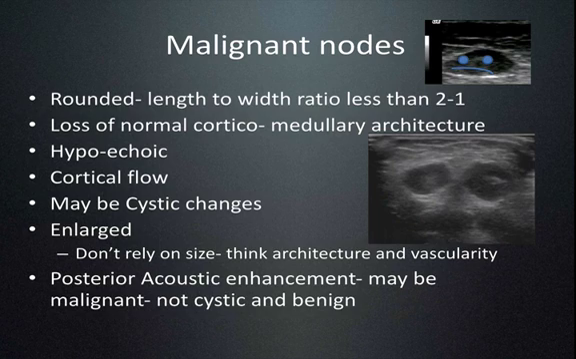There's abnormal cortical flow. In other words, instead of one vessel going into the hilum, there may be ectatic arteries coming in from each side, and they may be somewhat jumbled together. There may also be cystic changes, but remember, cystic changes can take place also in reactive lymphadenopathy. Don't assume that all malignant nodes are enlarged. Some are actually quite small or normal size.